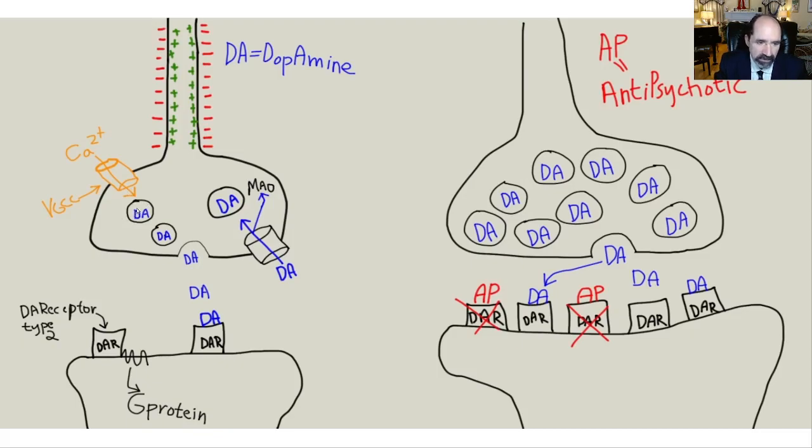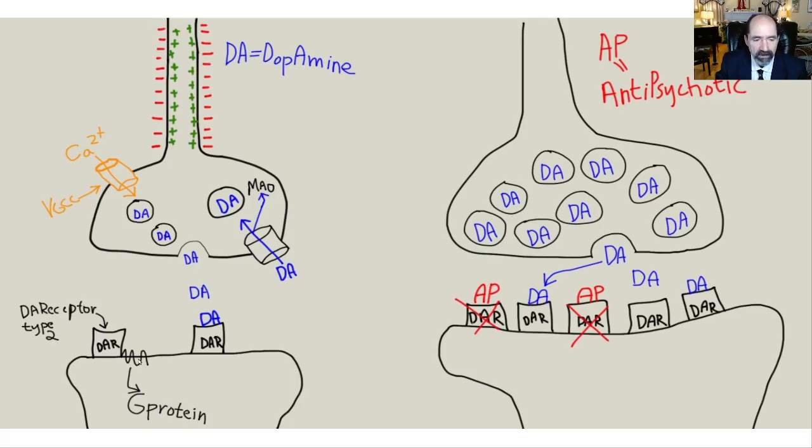So dopamine is a neurotransmitter. These vesicles will fuse with the plasma membrane of the presynaptic neuron. They'll release dopamine across the synaptic cleft. Dopamine will bind with this DAR, which stands for dopamine receptor. These are more precisely type 2 dopamine receptors, which, if you ever become interested in studying dopamine in more detail, is a very important type of receptor for dopamine, type 2.